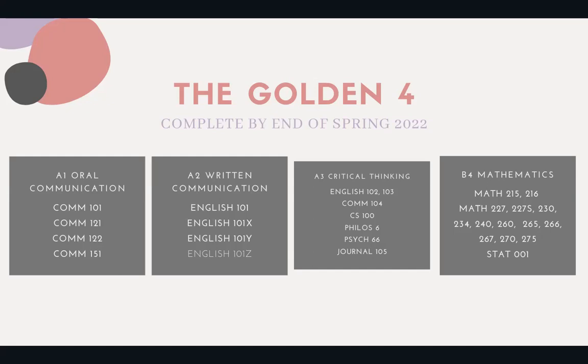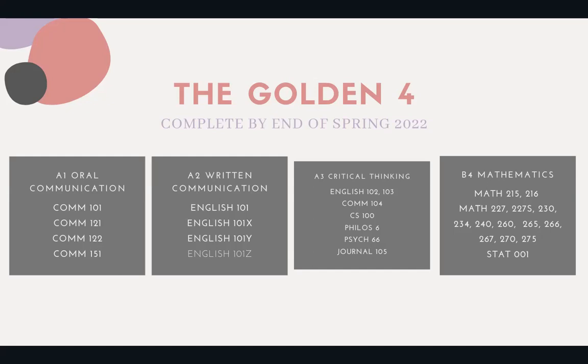For critical thinking, there's a lot of choices to choose from. There is English 102 or 103, Com 104, which is argumentation and debate. Computer Science 100, which is computer science for liberal arts students. Philosophy 6, which is logic. Psych 66, and then there's Journalism 105. So those are your options for critical thinking.